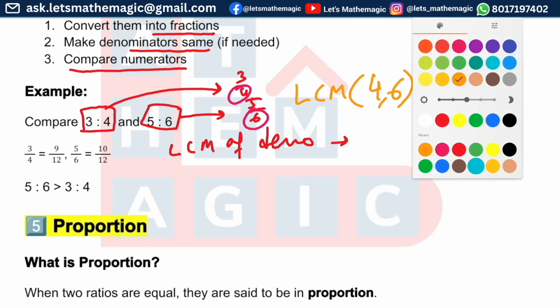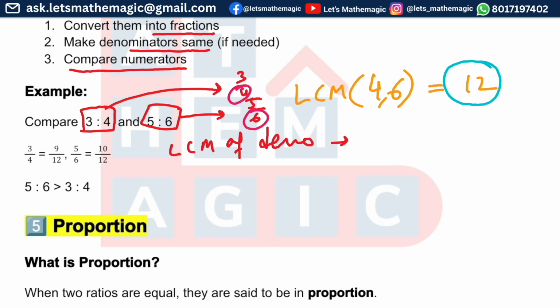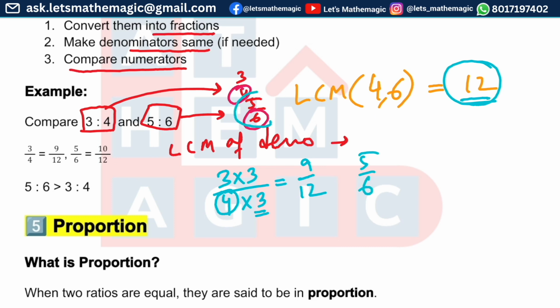Now what to do with this LCM? Once you get this LCM 12, make 12 the denominator of each. It was 3/4. Now think of how you can make 4 as 12. What to do? Multiply by 3. Once you multiply by 3 in the denominator, you have to multiply by 3 in the numerator as well. So you got 9/12. Same for 5/6. How to make 12 in place of 6? You have to multiply by 2. Once you multiply by 2 in the denominator, you have to multiply by 2 in the numerator as well. So your 5 times 2 becomes 10, 10/12.